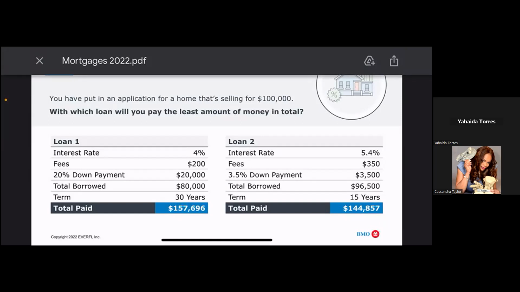The loan two, you're at a higher rate, but you're putting less down of a down payment. You're borrowing more, finishing off in 15 years. And then you're paying a little less than $13,000 less than option one if you were to go with the 15-year. So those are just different examples. Again, your situation is going to vary. The bank you choose or the lender you choose, their fees. This is just an example on what it looks like.